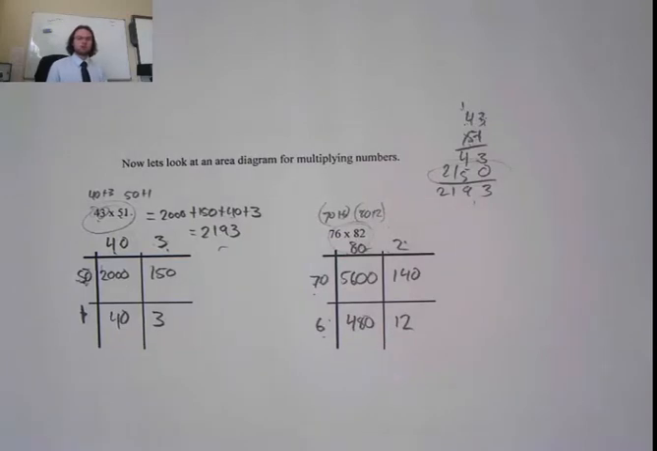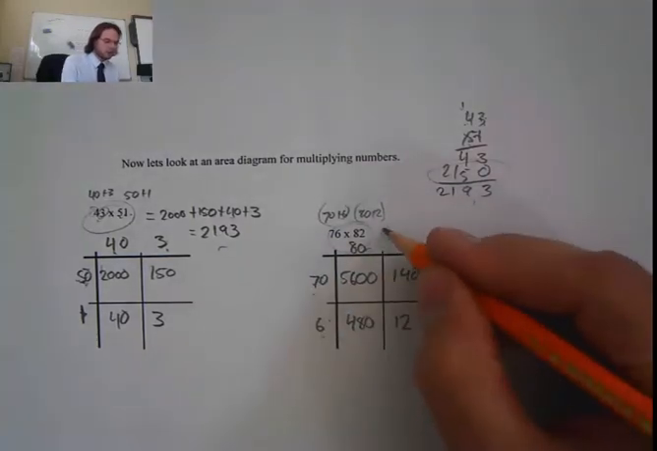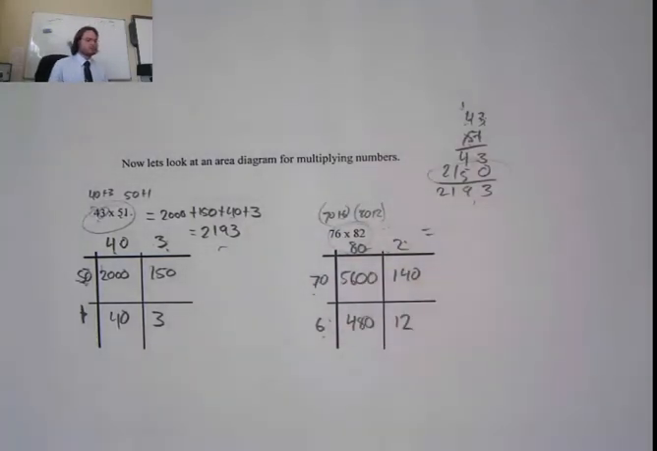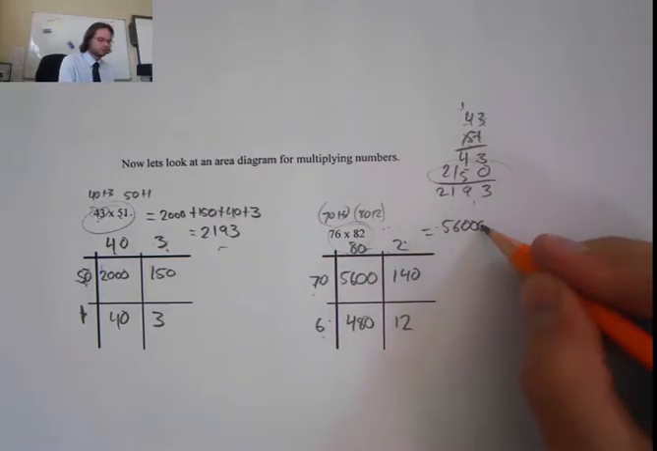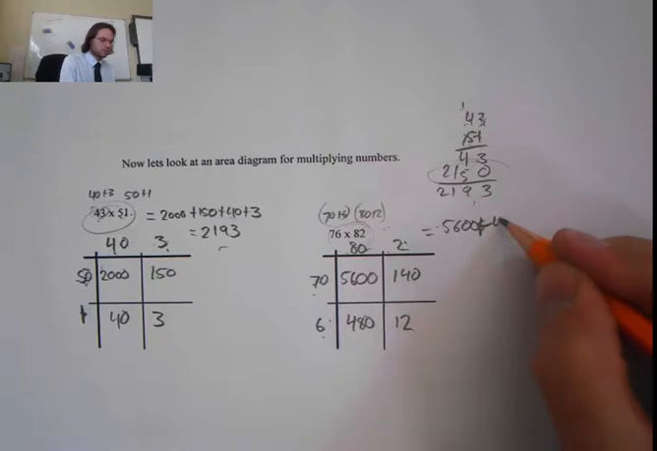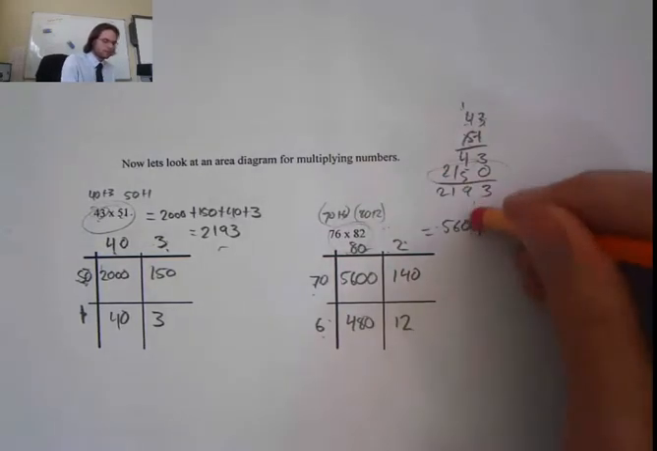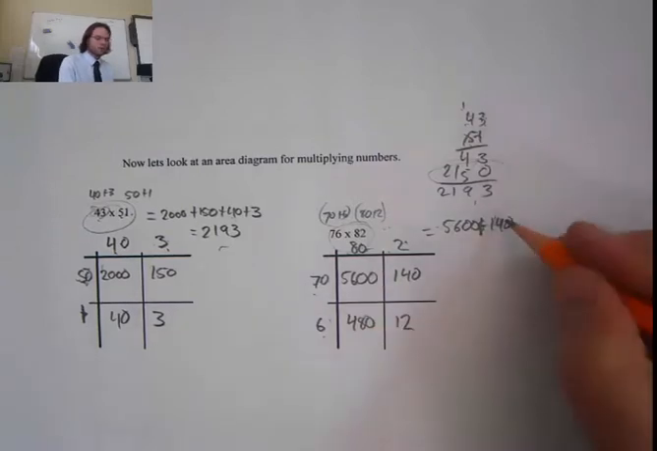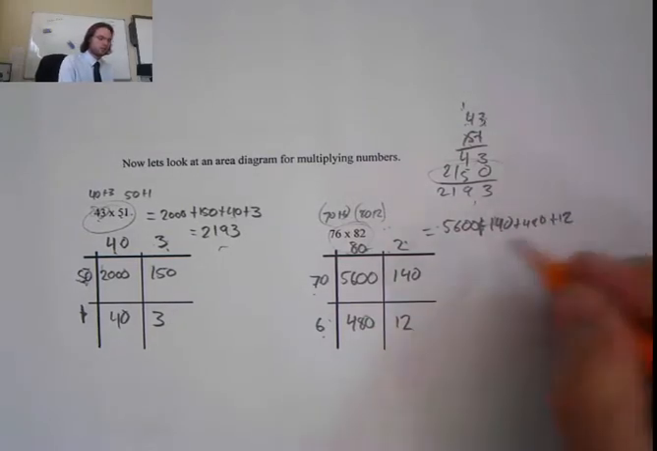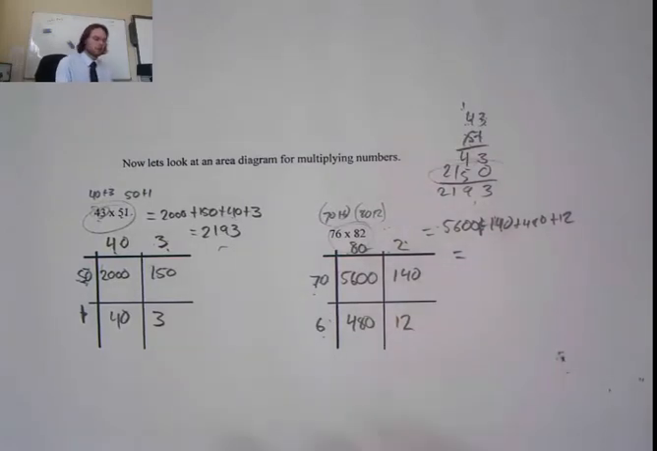Right? That's pretty much what we're multiplying. Now, what is this equal to? We have 5600 plus 140. Sorry, I made a mistake there. Clear it up a bit. Plus 140. Then we're going to plus 480. Then I'm going to plus 12. So I add this all together.